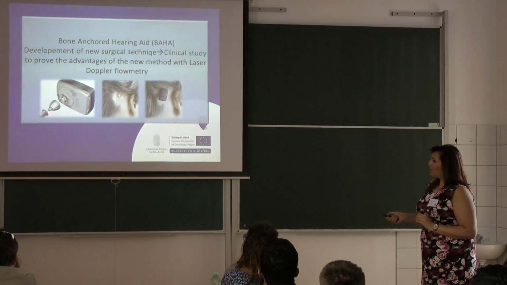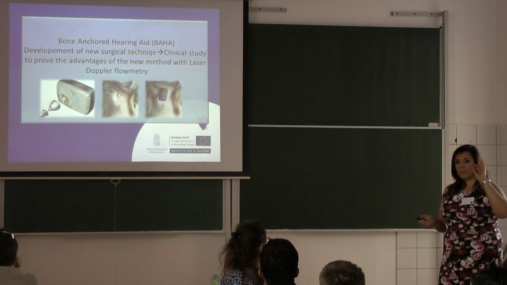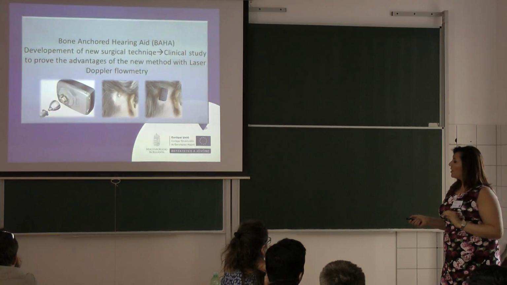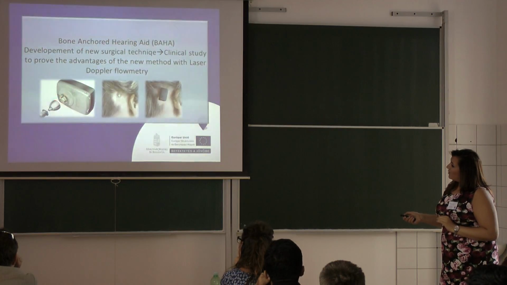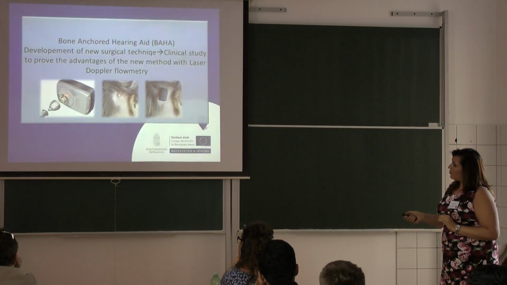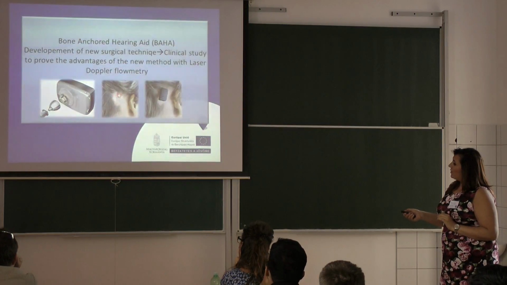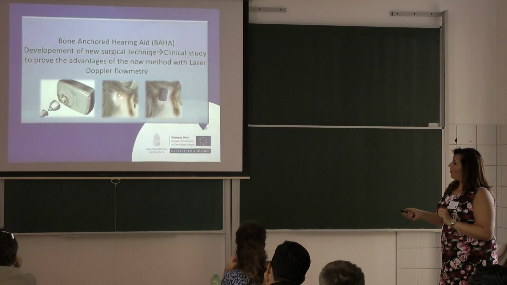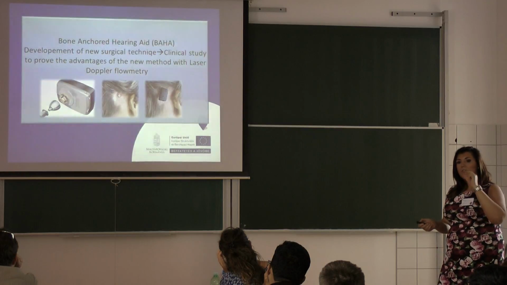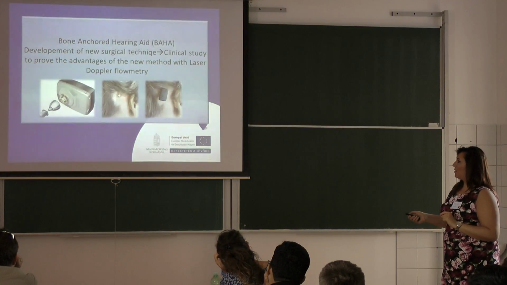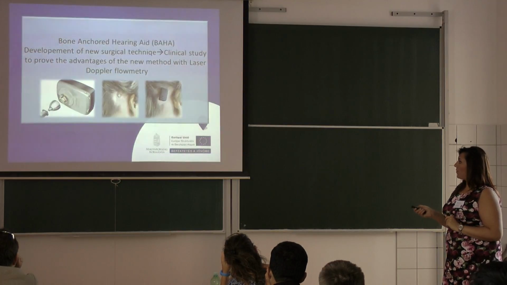This is the implant itself, which is fixed into the temporal bone. This is the so-called abutment, which makes the connection between the microphone and sound processor and the implant. And in the case of this type of BAHA, this is a so-called transcutaneous abutment. So you can see the end of the abutment here, and this is the speech processor.